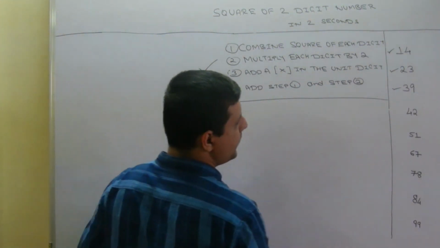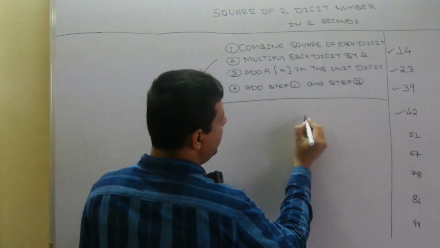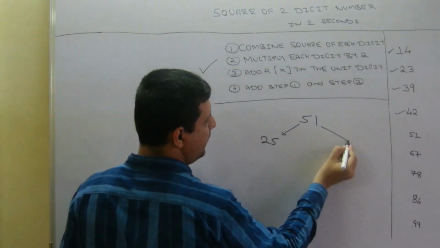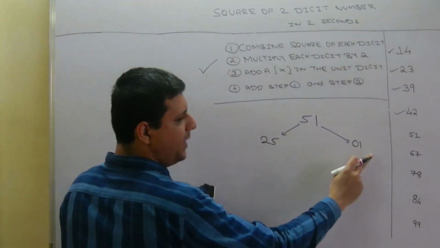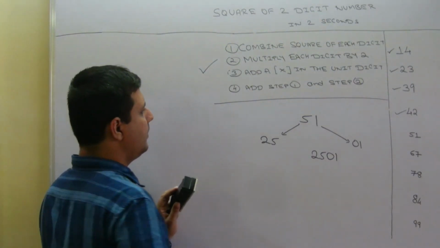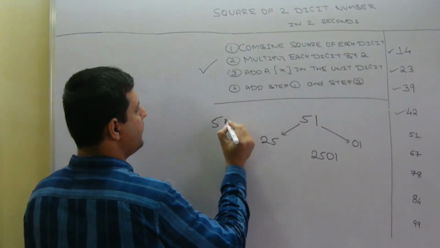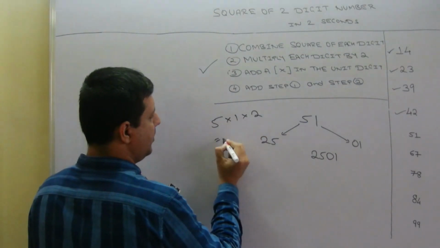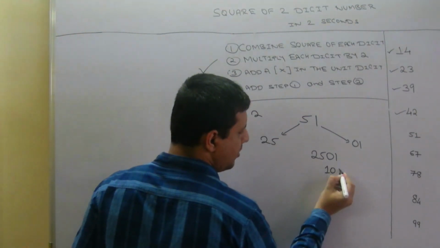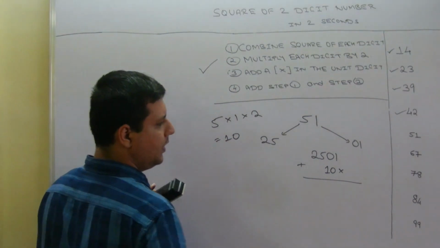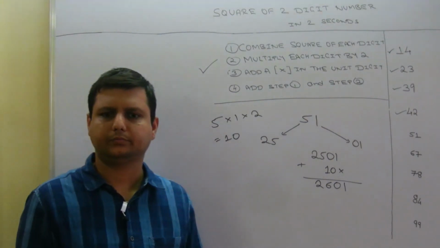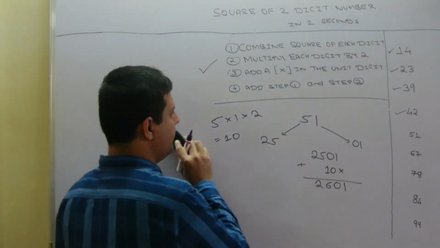51. Square of 5 is 25. Square of 1 is 01. Combining both the numbers, we get 2501. Now finding out the multiplication value. So we get 10. Adding 10 over here, leaving the unit place, we get 2601. Alright, let's move on. Next sum.